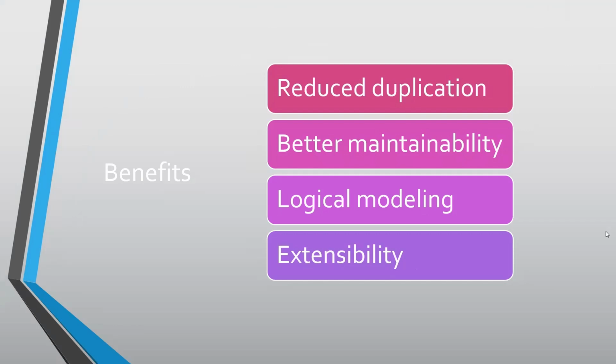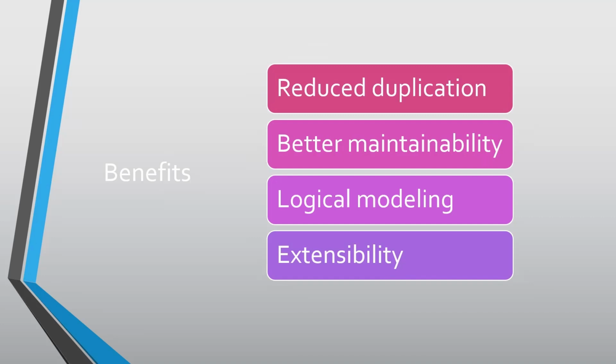What are the benefits of inheritance? Reduce duplication. We want to keep our code DRY. DRY means do not repeat yourself. And what better way than having a child class? Instead of rewriting the same code over and over again, you can have classes extend off of other classes. You can extend functionality and add additional functionality in those child classes.